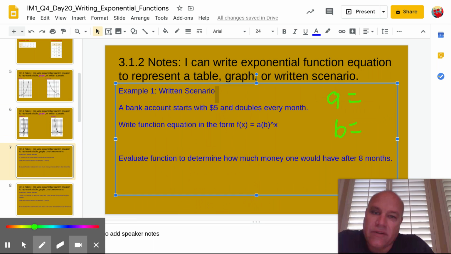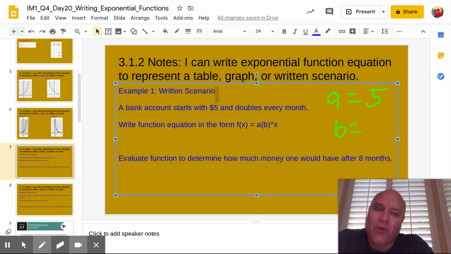All right, let's look at the written scenario here. A bank account starts with $5 and doubles every month. So from the words, we have to be able to figure out what part is a, what part is b, in order to write the function in the form f of x equals a times b to the x. So the bank account starts with $5. That's our initial value. a is the initial value, so that is our 5.